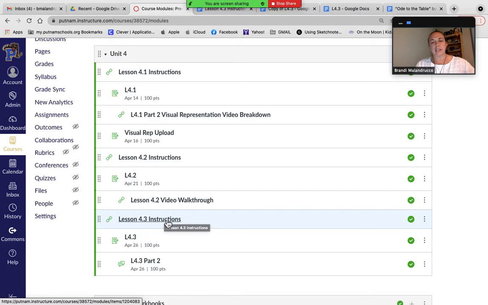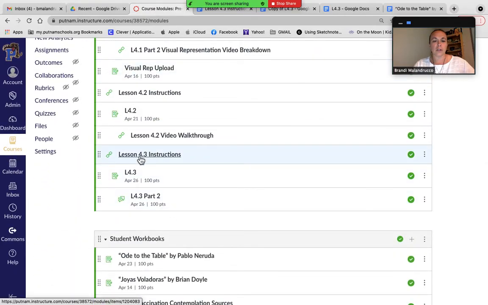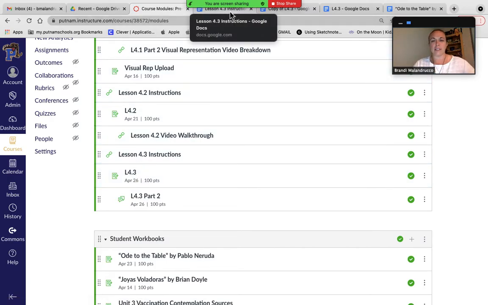But I've decided to show you how I like to break a poem down that was shown to me a few years ago, and I kind of wish I'd have known this strategy when I was in high school because poetry was my weak point, and it really kind of still is. So when you get into Unit 4 modules and you pull up your Lesson 4.3 instructions, your L4.3, I'm just going to kind of walk you through this here step by step.